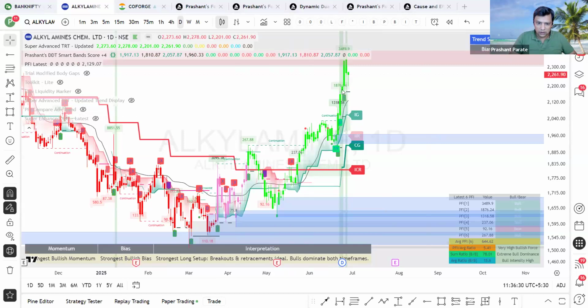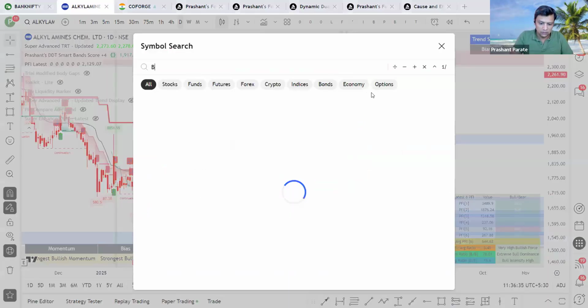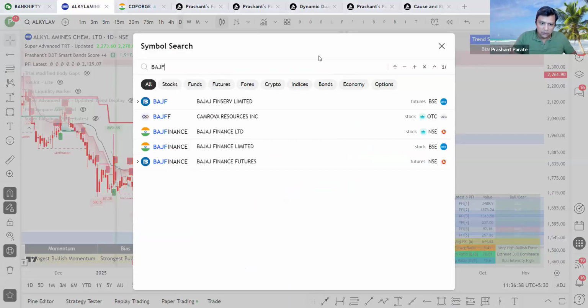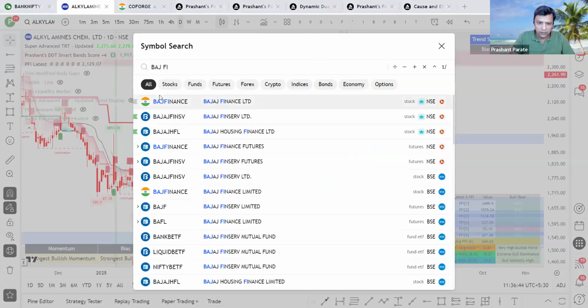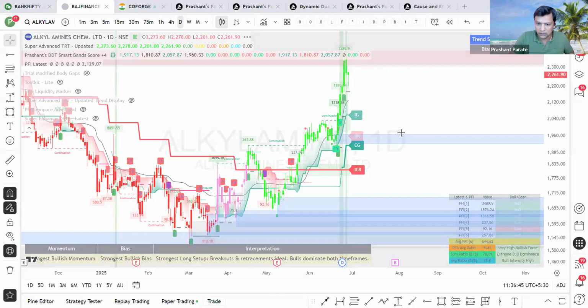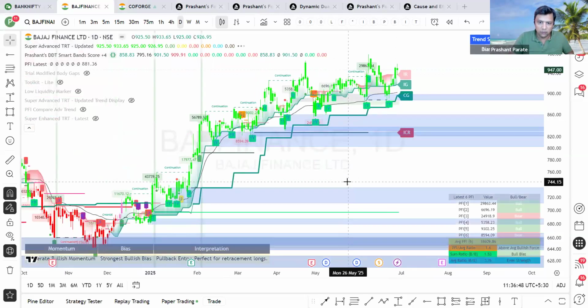So any other charts, any other questions? Or else we can take Bajaj Finance, Bajaj Finserv. And I prefer to check daily charts because they give better analysis. They are followed in a better manner.